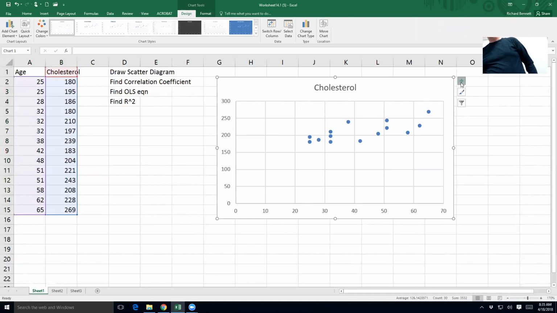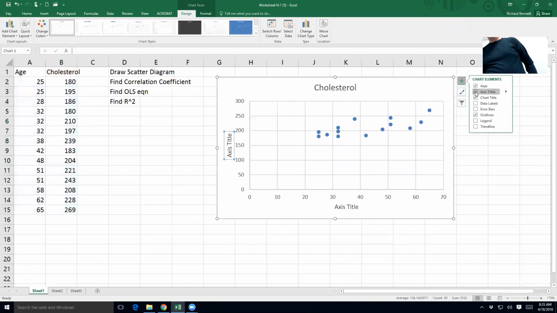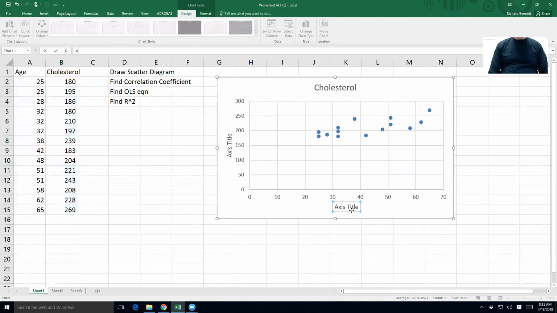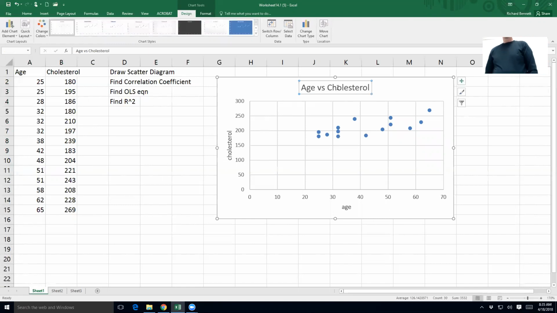X-axis. Click on the plus sign. Add some axis titles here. What is this? Age. And this is cholesterol. And then age versus cholesterol or something. Okay.